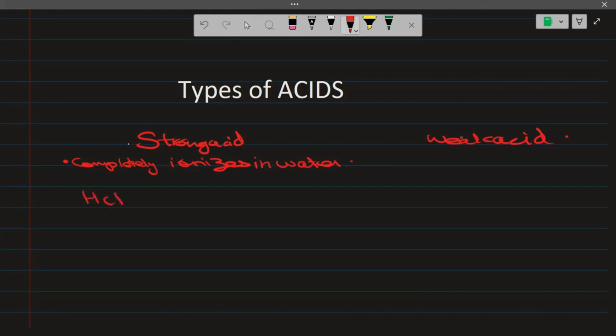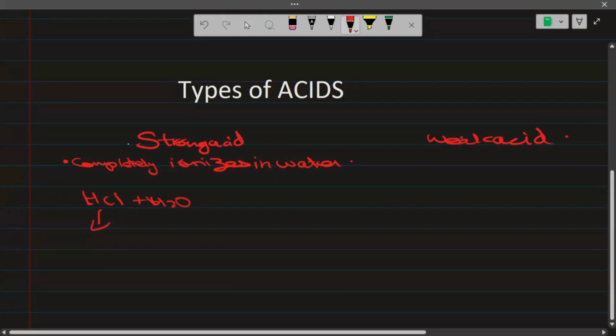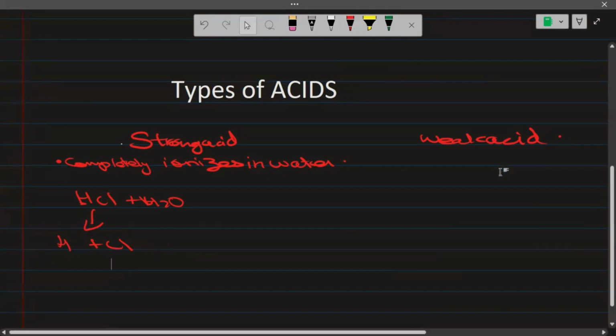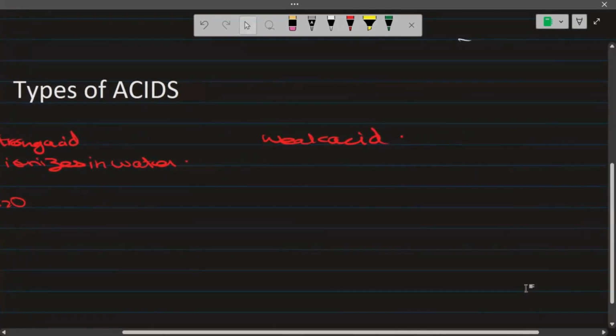So what does HCl do? When it is put in water, H2O, this H is completely removed from Cl, which means that it is broken into H plus and Cl minus. Okay, so that's what happens in a strong acid. And how can you define a weak acid?